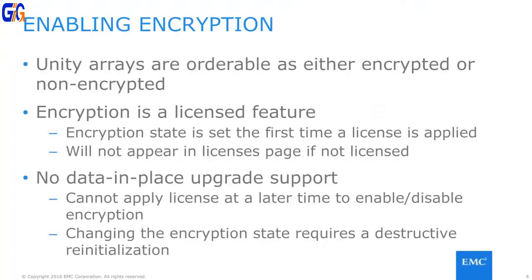For Unity systems, data address encryption will be a license option that is enabled by default. When applying the license file, encryption will be permanently enabled if the license file includes encryption, and permanently disabled if the license file does not include an encryption license. The encryption state cannot be changed afterward once the initial install has been completed.